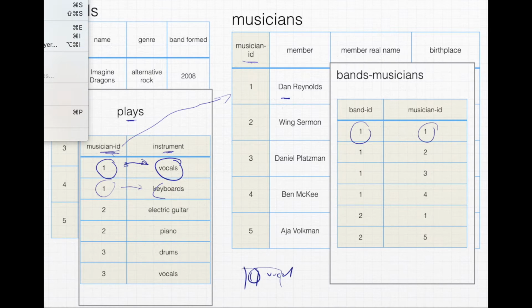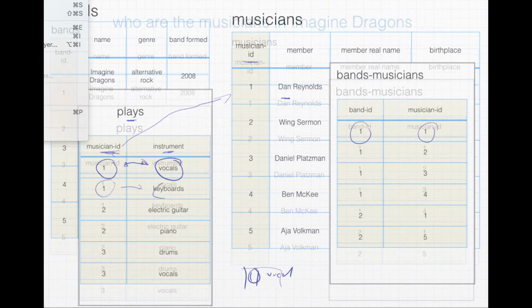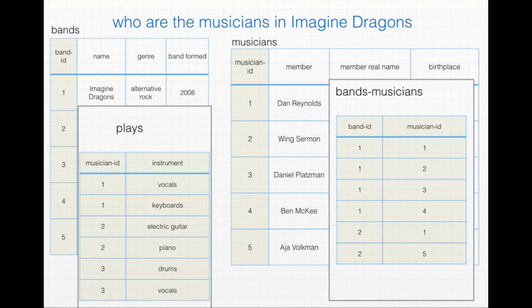Let me show you one more thing. What I wanted to show is how we would do this query, just to get a cognitive sense of it before I show you how we do it in SQL. We're trying to find out who the musicians in Imagine Dragons are. So the first task we might consider is to find Imagine Dragons. That's here in this bands table. And we see that it's band ID 1.